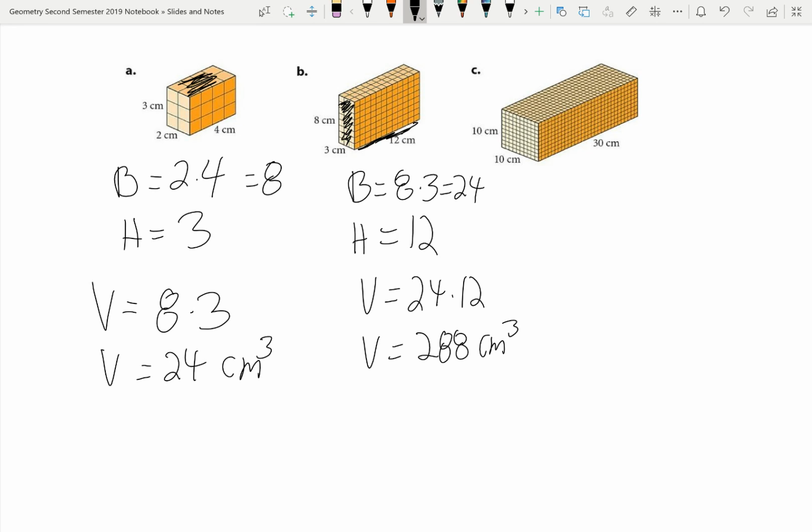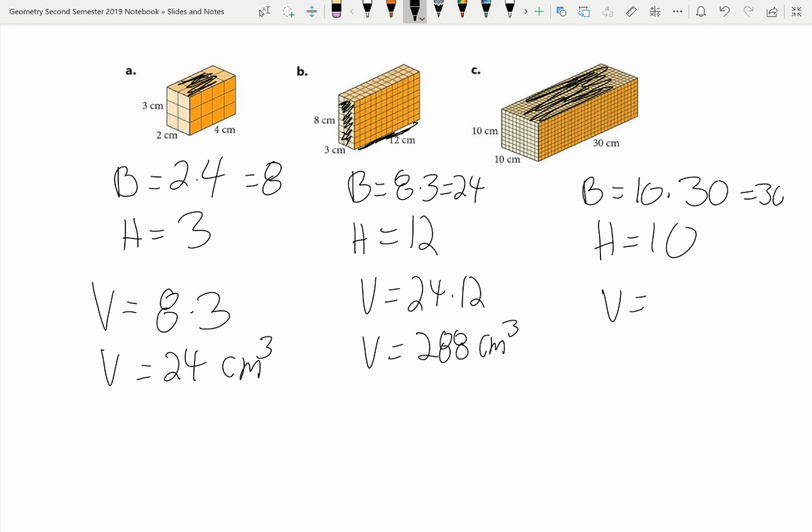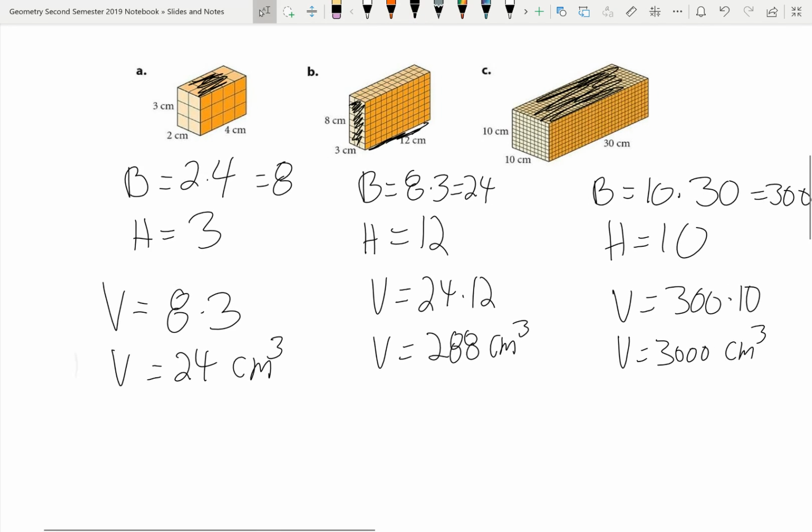cubic centimeters. And moving on, this time we'll go back to choosing the top and the bottom to be the base. And so the base is 10 times 30, which is 300. Your height then would be 10. So the volume is 300 times 10, which is 3,000 cubic centimeters. There we go. There's how to find the volume of three prisms.